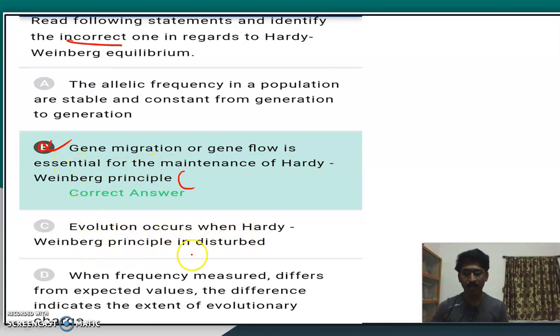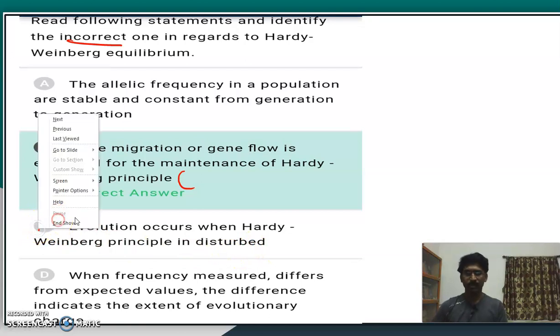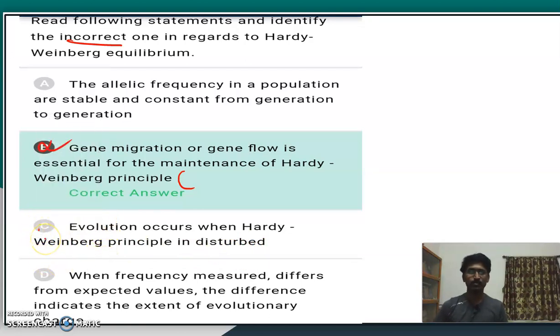Evolution occurs when the Hardy-Weinberg principle is disturbed. Yes, that's why, due to mutation, evolution occurs. So it's correct. When the frequency measured differs from the expected value, the difference indicates the extent of evolutionary change. This is also correct. So the answer is option B.